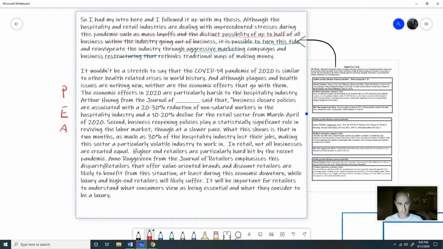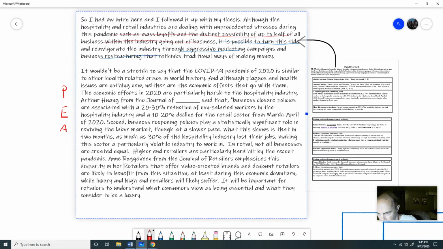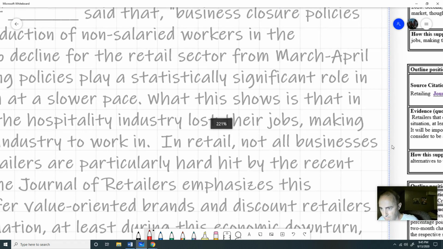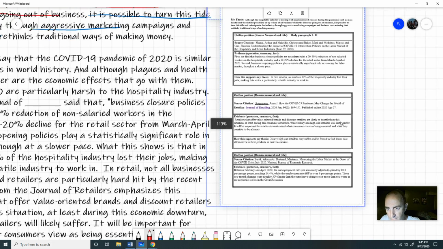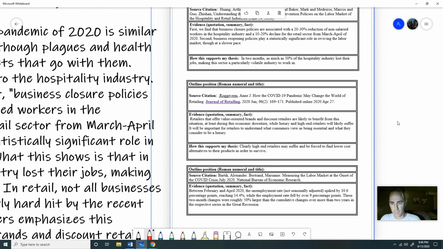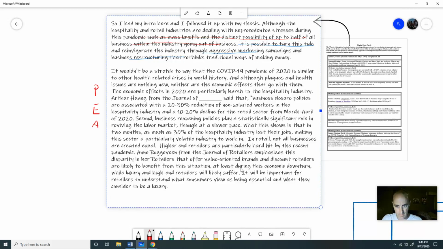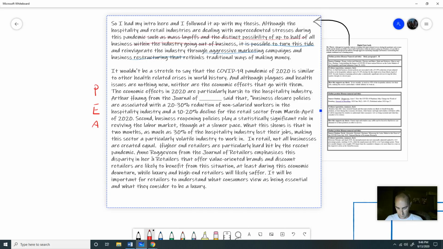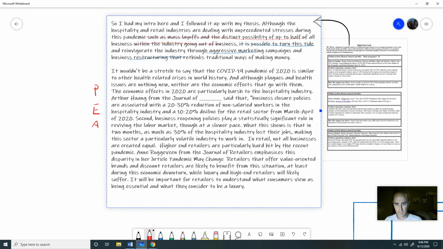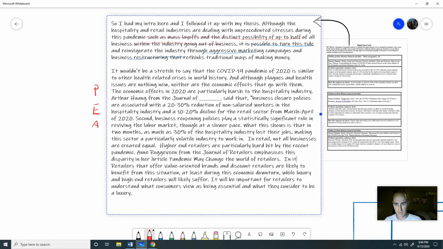in her article. Let me see what the article's called. In her article, sorry, I'm lost. In her article, Pandemic may change the world of retailers. In it, she says, comma, quote.